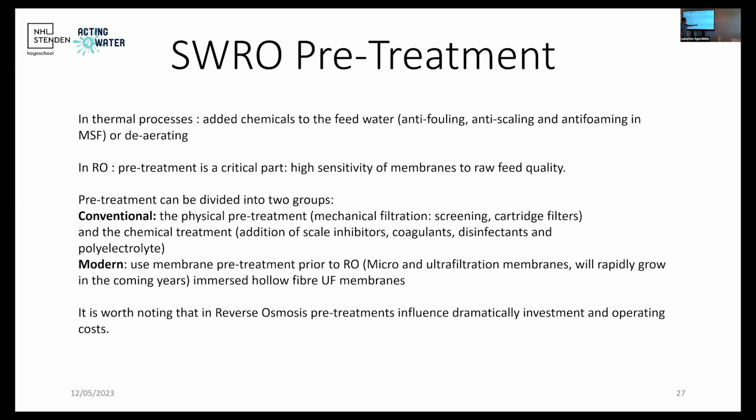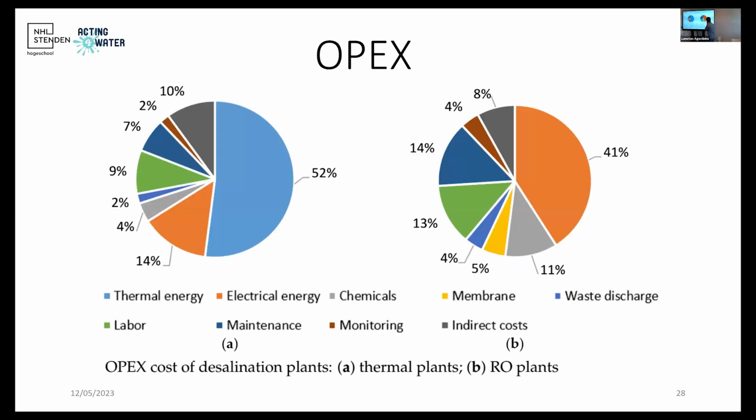The pre-treatment of reverse osmosis influences dramatically the investment and operational cost. I think you remember that I bring the plot again, because you can see that in reverse osmosis plants, 11% of the cost is due to chemicals, while in thermal processes you only have 4%. So it's important to say that I would not use "critical", as I reported on the slide before. It's critical for both, but the amount of chemicals per cubic meter of feed changes between the systems, because there are higher requirements for reverse osmosis, and this is reflected very clearly in the higher OpEx costs for chemicals that you have in these systems.